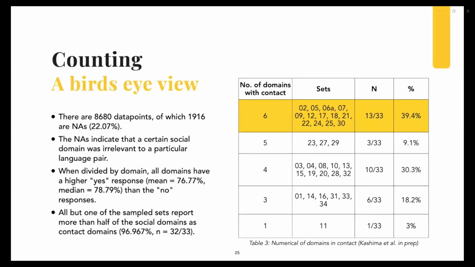So when we look at the response sets and say divide them by domain, all domains have a higher yes response than a no response. What do I mean by that? So at the very top, we have where we ask questions about 6 social domains. 13 of the 33 sets say yes to all 6 domains. 6 out of 33 have social contact in 3 domains and no contact in 3 domains. We only have 1 set which has only 1 social domain where contact occurs.